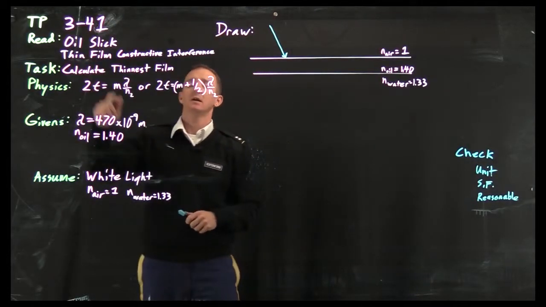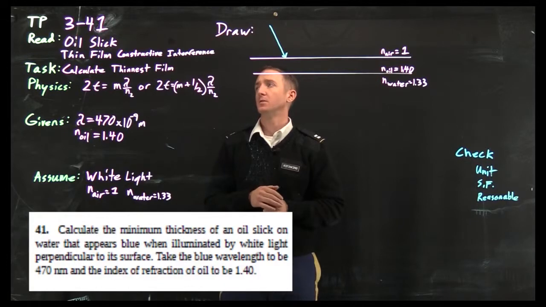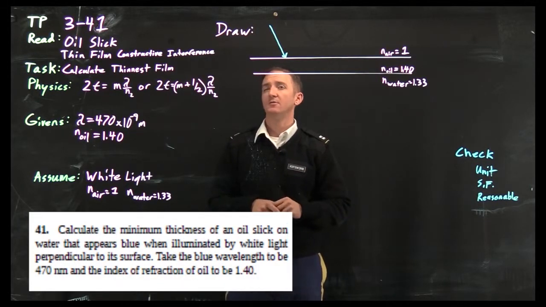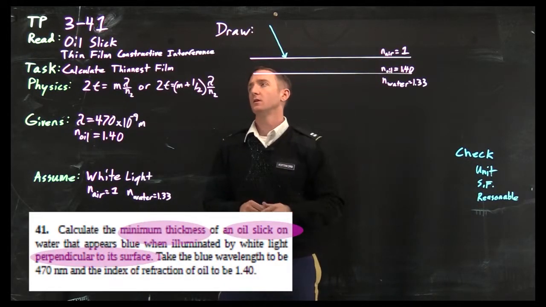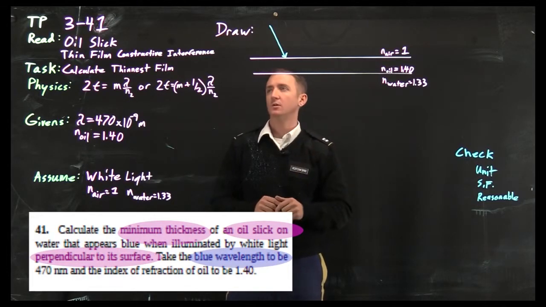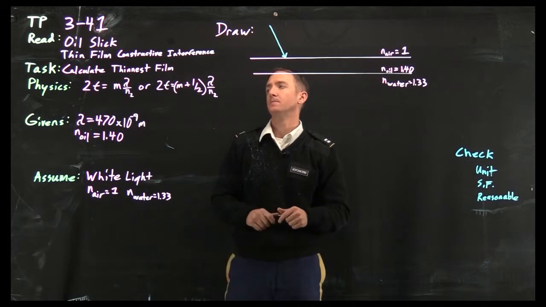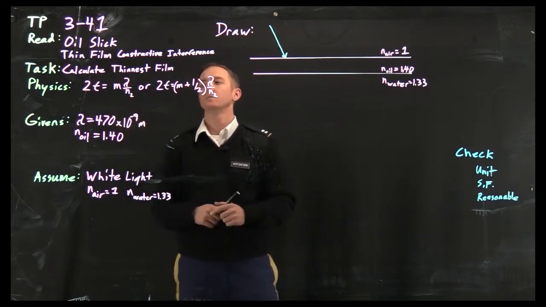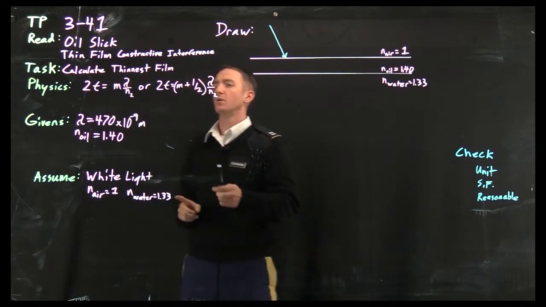Textbook problem 3-401 from volume 3. In the read step, we see that we have an oil slick on top of water, and they're asking for the thin film, thinnest possible, that will cause constructive interference for blue light. Our task: calculate the thinnest film. To do that, we're going to use one of two equations.